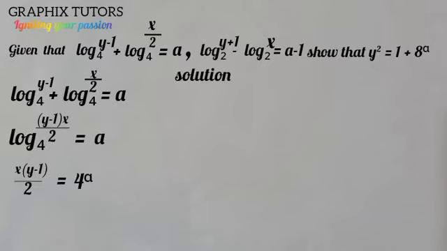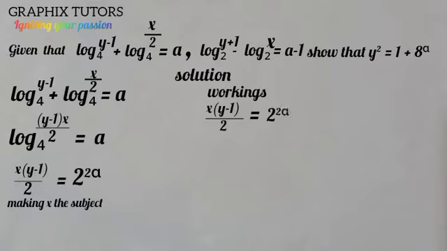Now, if you take 4 to a number, in base 2, you'll be having 2 raised to the power 2. So if I rewrite this equation out, I'll be having x into bracket (y minus 1) all over 2 is equal to 2 to the power of what? 2a, right? Now, you are going to make x the subject of the formula. So making x the subject, that means 2 will go to the other side, I'll cross multiply. I'll be having 2 multiplied by 2 to the power of what? 2a, right?